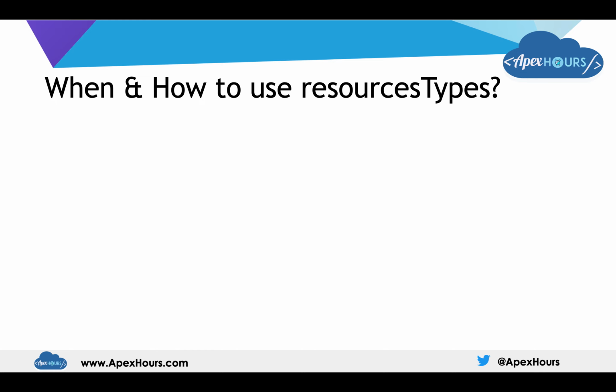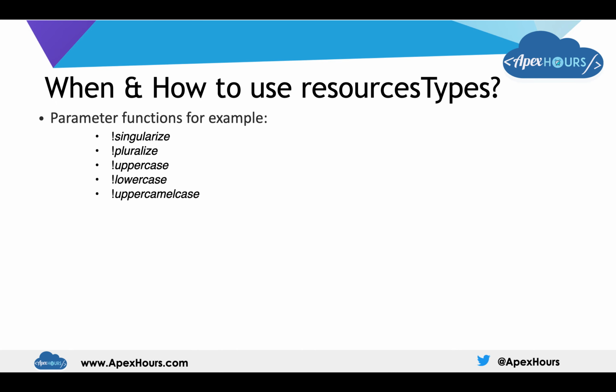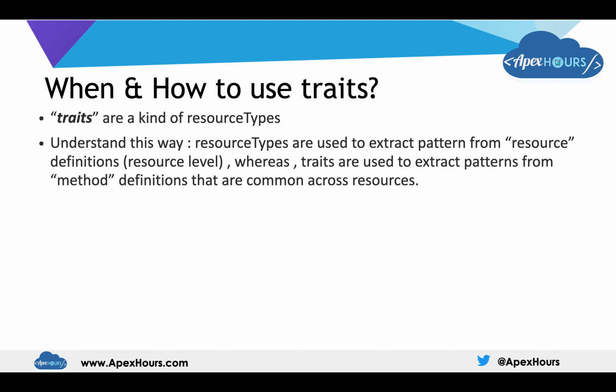So coming back, we have discussed resource types and seen this example. Now when and how to use traits. Traits are kind of resource types. Understand it this way: resource types are used to extract the pattern from the resource definitions, like the whole resource level. When I say resource level, I mean the resource, the method, request, response, all three combined. Whereas traits are used to extract the patterns from the method level.